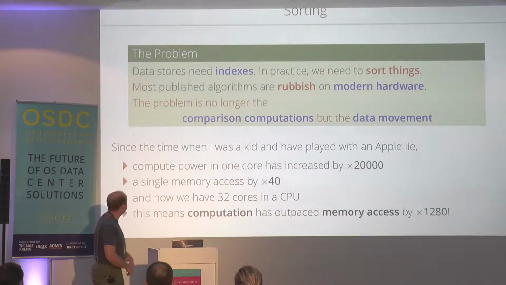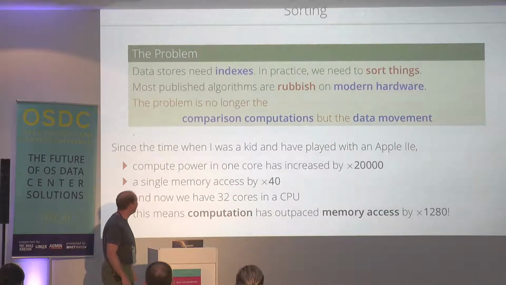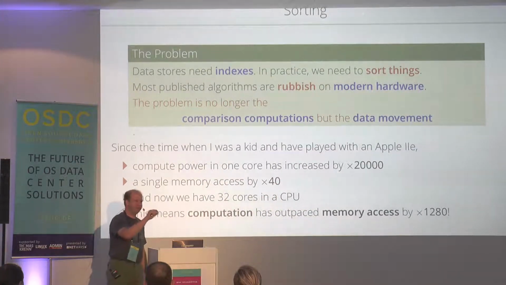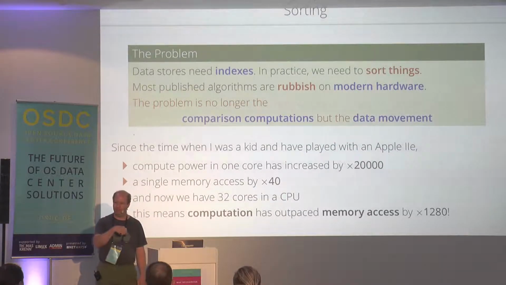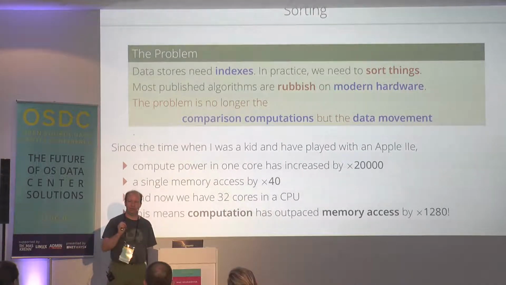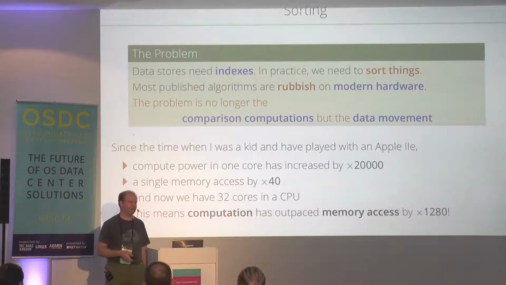Let me give you an example. When I was a kid, I played with an Apple IIe. Yes, I was an Apple fan at some time. However, if I compare the performance of that machine to my laptop today, then the compute power in one core has actually increased by a factor of 20,000. It executes instructions 20,000 times as fast as at the time then.